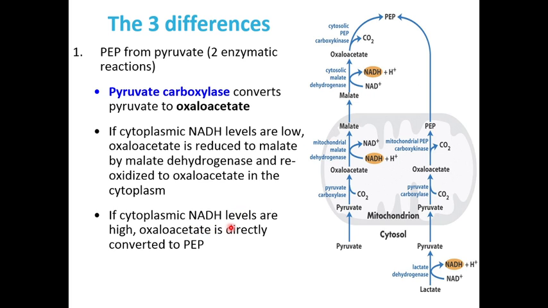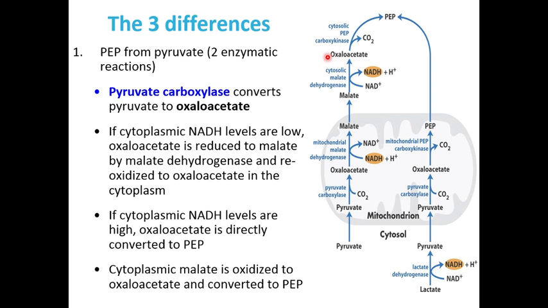If the cytoplasmic NADH levels are high, then the oxaloacetate that is produced within the mitochondrion moves to the cytoplasmic side, and oxaloacetate gets converted to phosphoenol pyruvate by the action of phosphoenol pyruvate carboxykinase. Cytoplasmic malate is oxidized to oxaloacetate and converted to phosphoenol pyruvate as well. And this happens, again, as I said, when the cytoplasmic NADH levels are low.